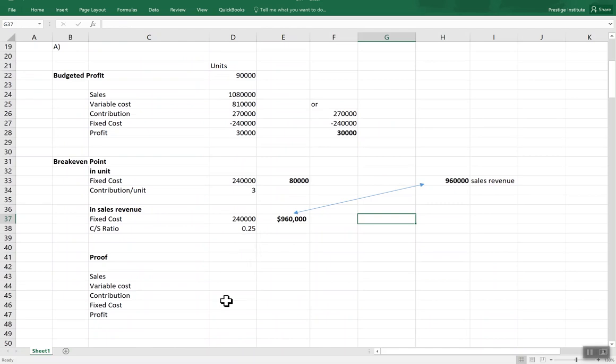Okay, so let's prove it, to understand it conceptually. Is it actually true that at 80,000 there will be no profit or no loss? If we have 80,000 units, then multiplied by 12, we will have sales revenue of 960,000. Variable cost is going to be 9 per unit, so we will have a contribution of 192,000. Let me write this as a minus.